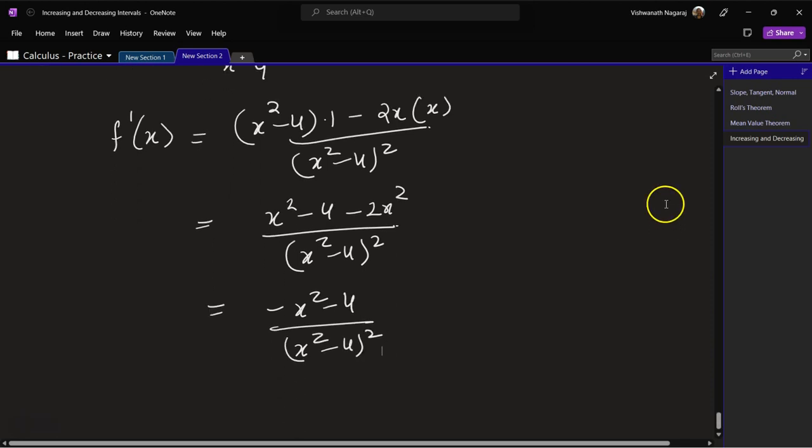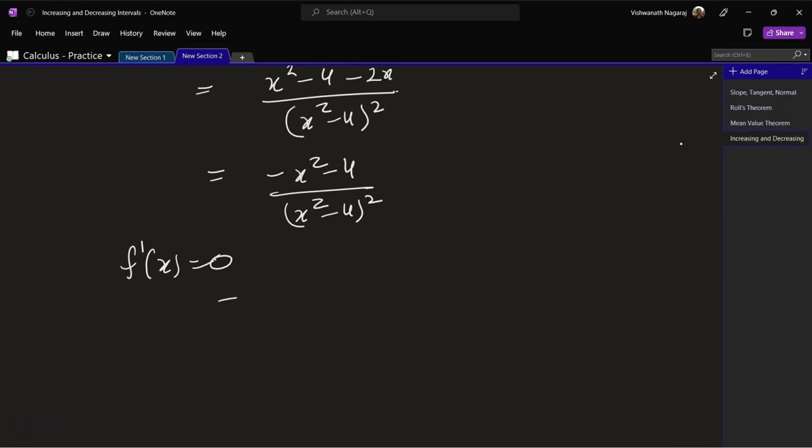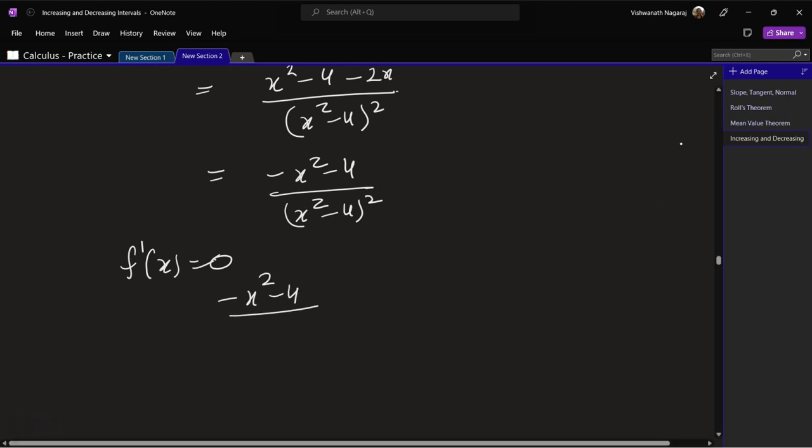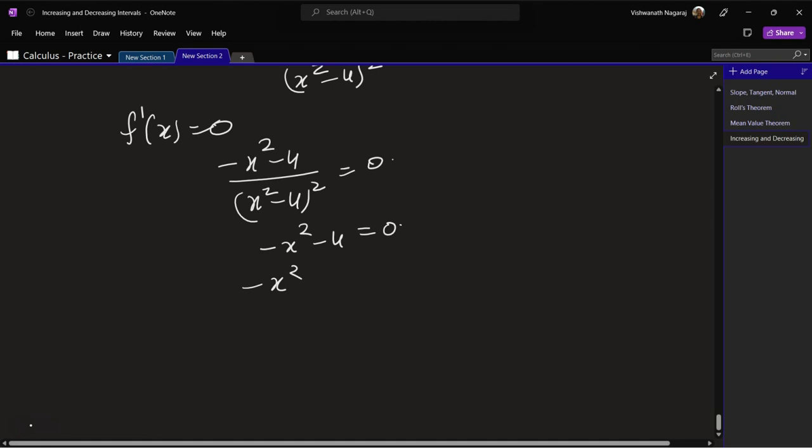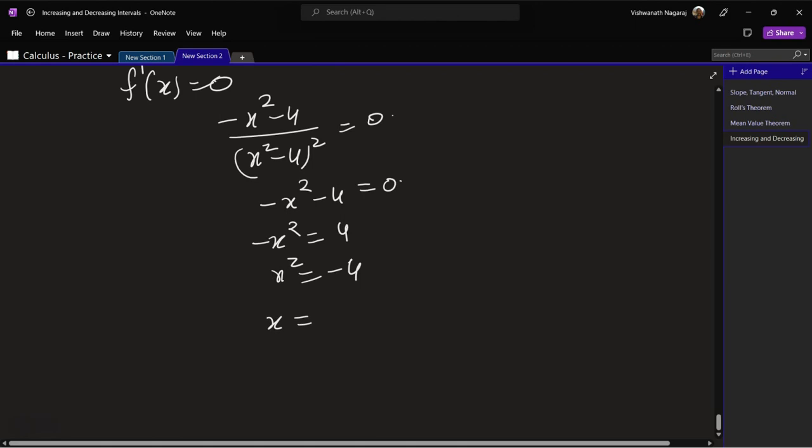Now let's equate this to 0. So f prime of x equal to 0. So what happens? We get minus x square minus 4 by x square minus 4 square equal to 0, which means minus x square minus 4 equal to 0. This means minus x square equal to 4, x square equal to minus 4, which means that x equal to plus or minus 2i.